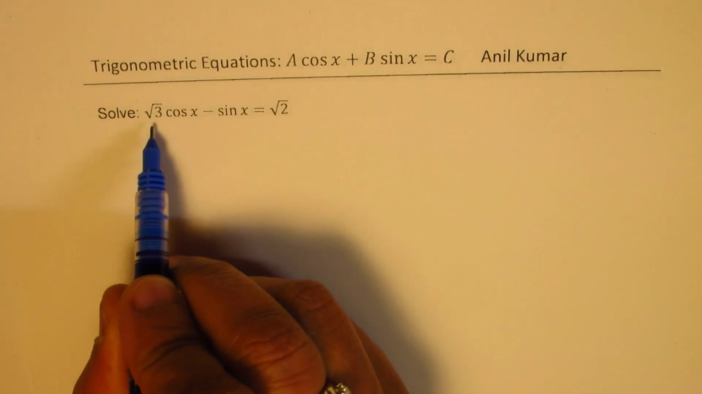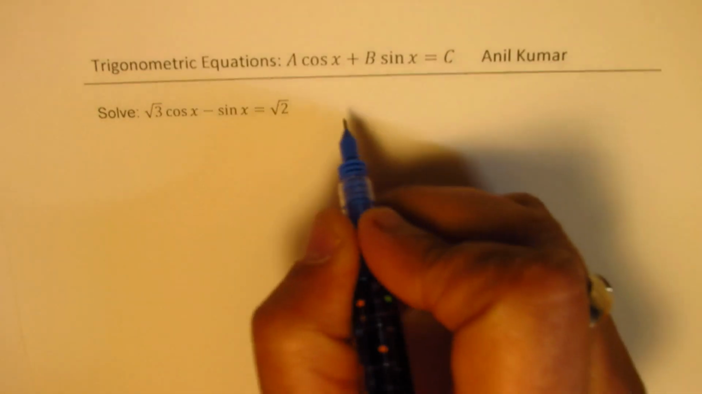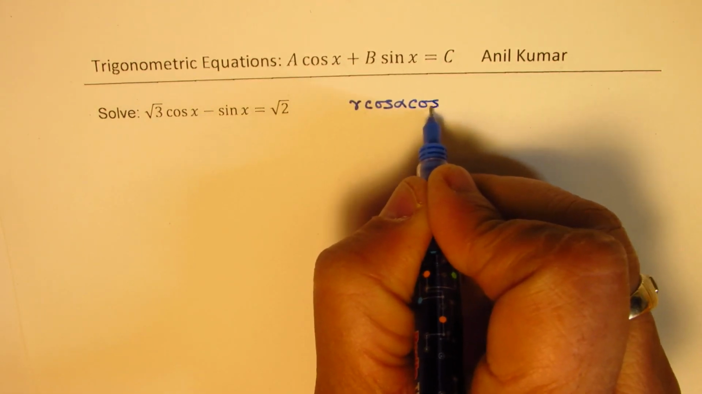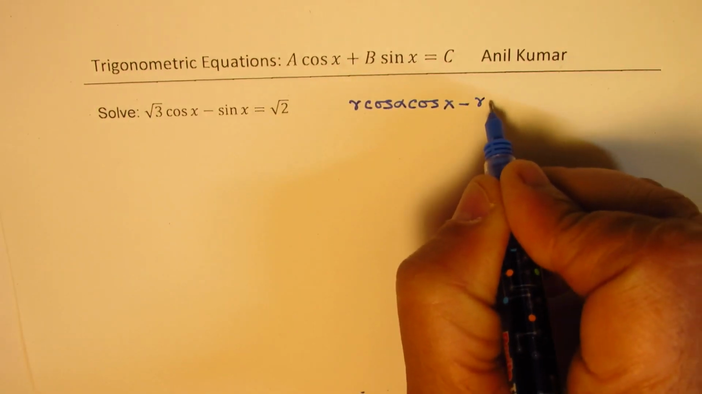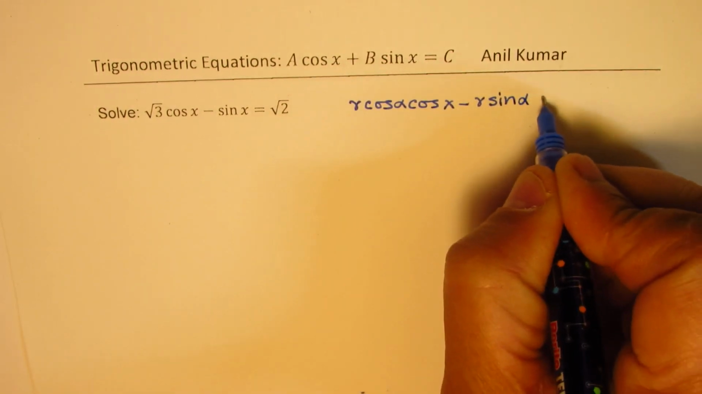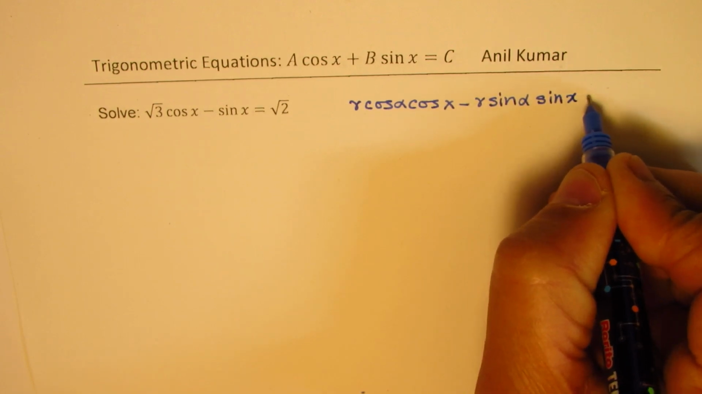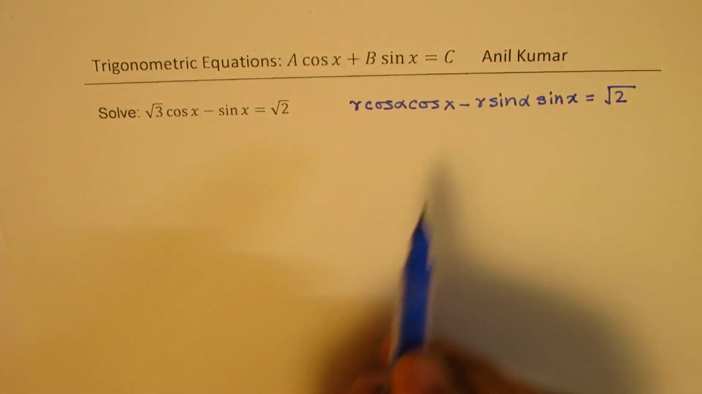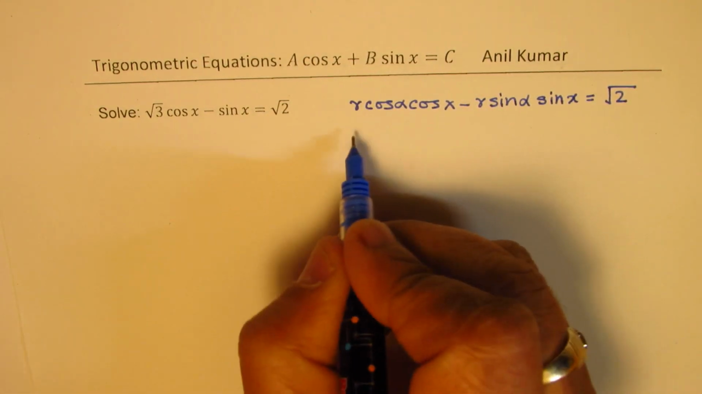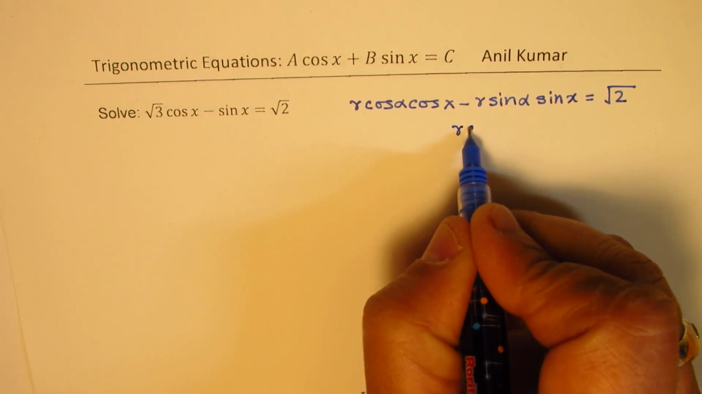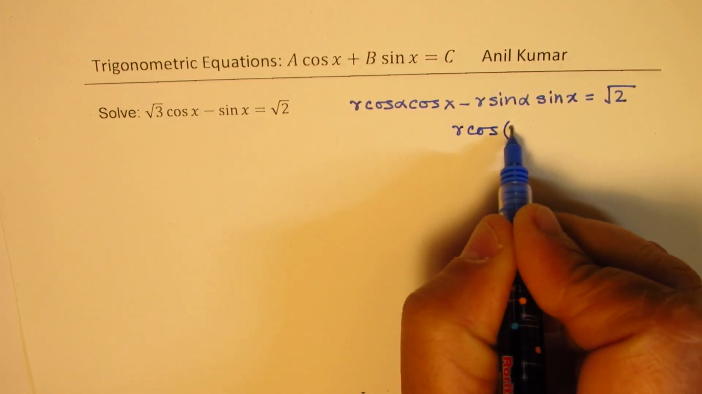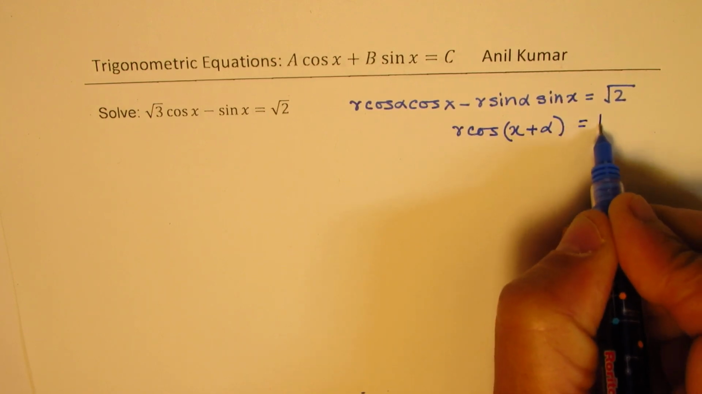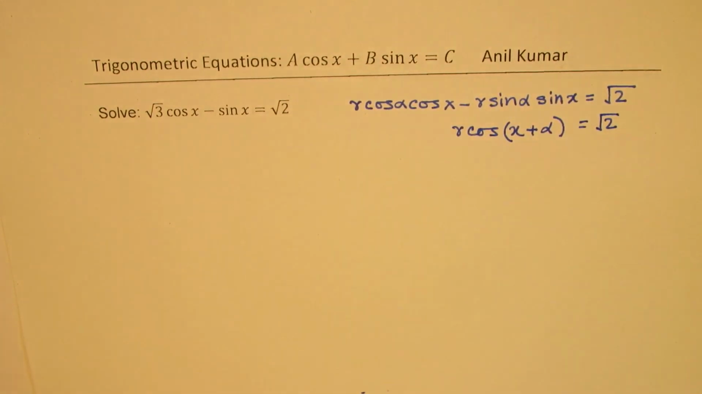As explained, the idea here is to write the whole thing as r cos alpha times cos x minus r sin alpha sin x equals square root of 2, correct? So that is the idea, so that we could write the left hand side as r cos of x plus alpha, right? That's the compound angle formula, equals square root of 2. That is the whole idea, correct?